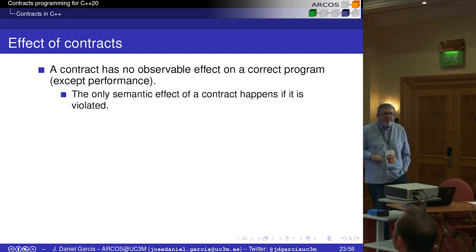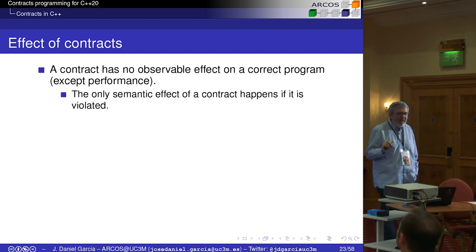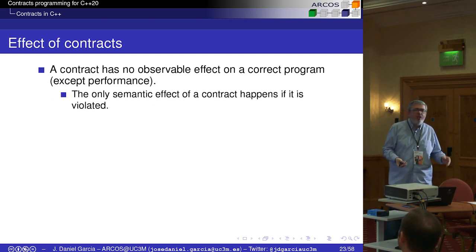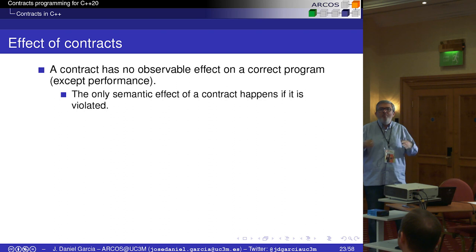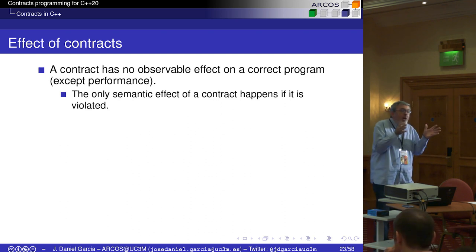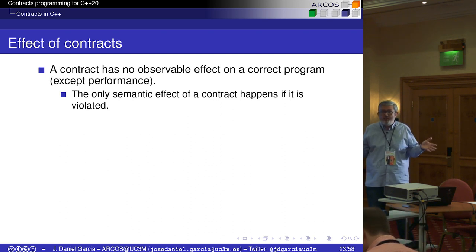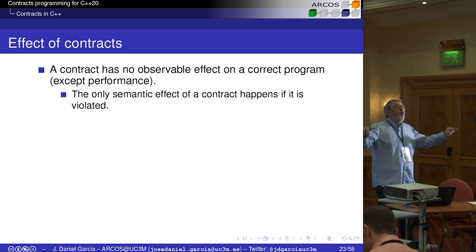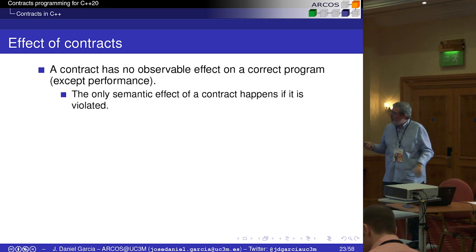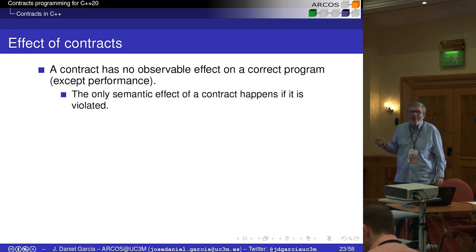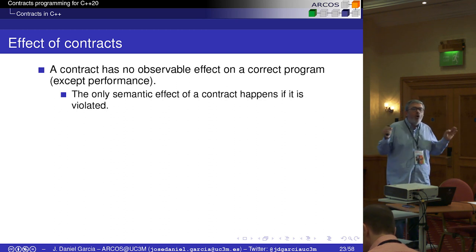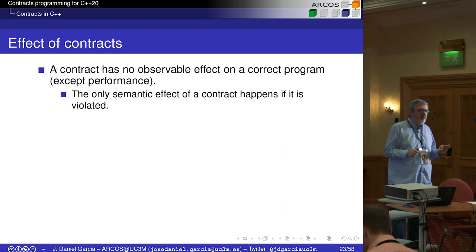So, effects of contracts. A contract has no observable effect on a correct program, let me stress, on a correct program, except performance. So if your program is correct, no precondition, postcondition, or assertion would be violated. So the only difference that you would see in the program with contracts and without contracts is that it is probably a bit slower. That's the only difference, as I said, on a correct program. So the only semantic effect of a contract happens if some contract is broken. If no contract is broken, there is no semantic difference.